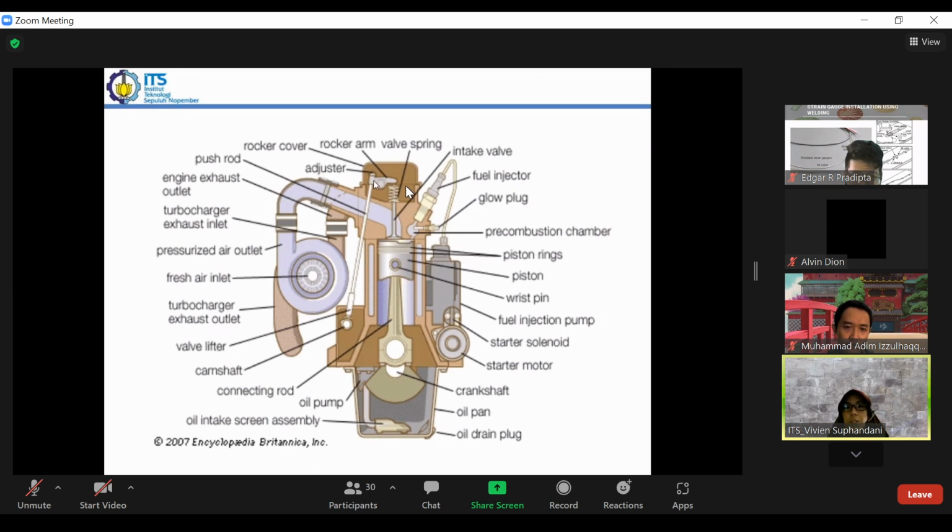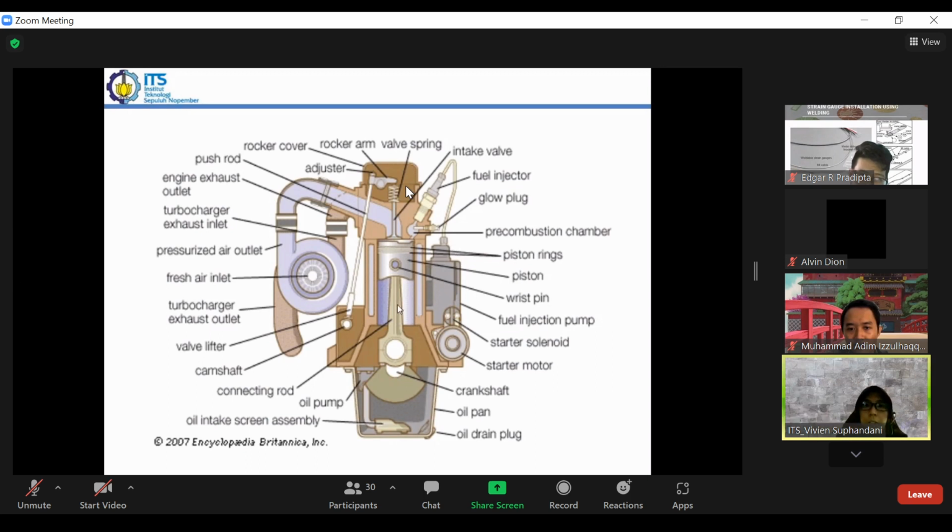So in this example, this is a 4-stroke engine. We have the turbocharger here in order to give more fresh air into the cylinder so that it can reach a higher pressure ratio. Usually the temperature from the turbocharger is already a little bit higher. Here we have a fuel injector, and this should be supported with a fuel injection pump. So we have a fuel injection pump here.